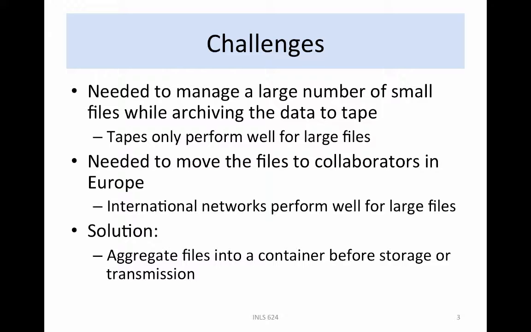A similar problem occurs when moving data over wide area networks. In this case, the latency is about 100 milliseconds for sending a single file. If a file size of 1 kilobyte is sent, the effective transfer rate is only 10 kilobytes per second. To fully utilize the network bandwidth, the files need to be aggregated into a gigabyte container before transmission.